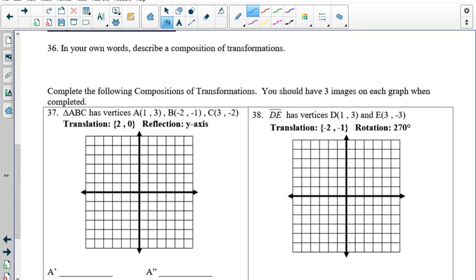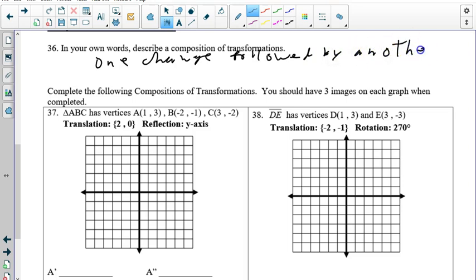Composition. One change followed by another. We've already done one before. So it's a slide and another slide. It's a slide and a flip. It's a flip and a rotation. Whatever.